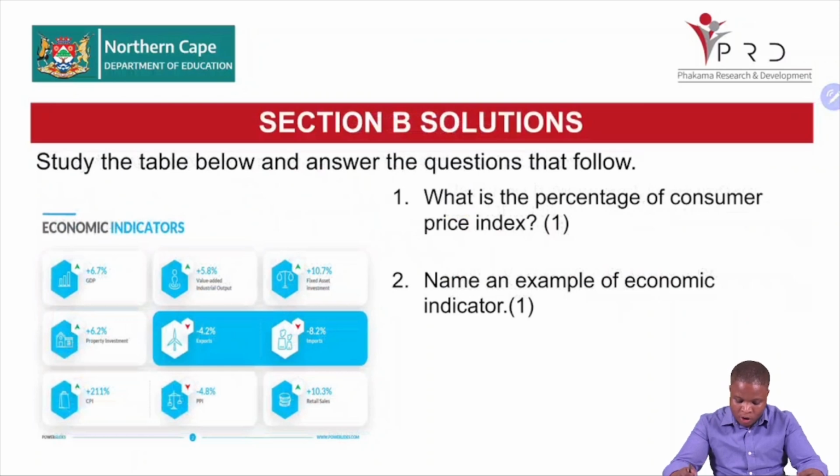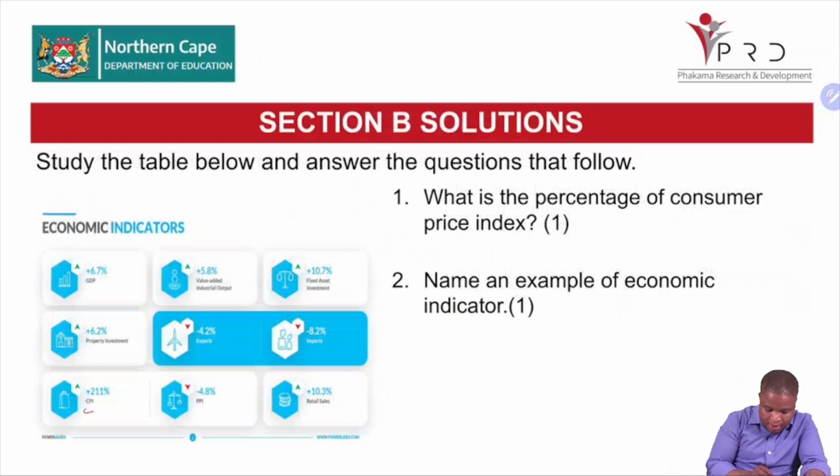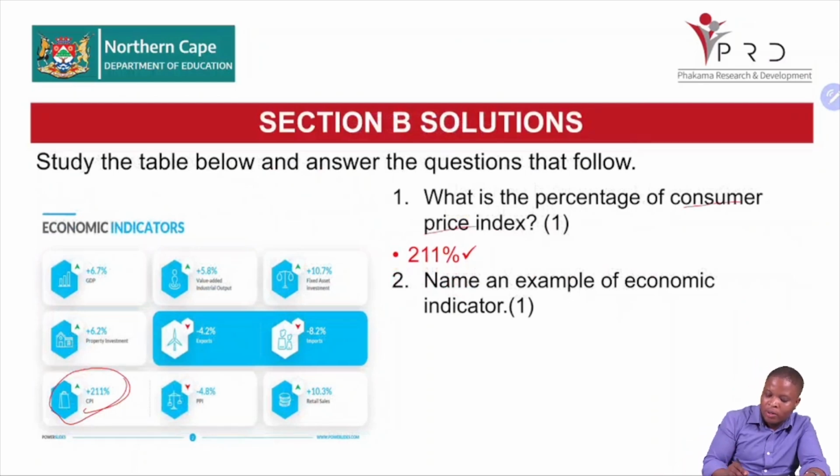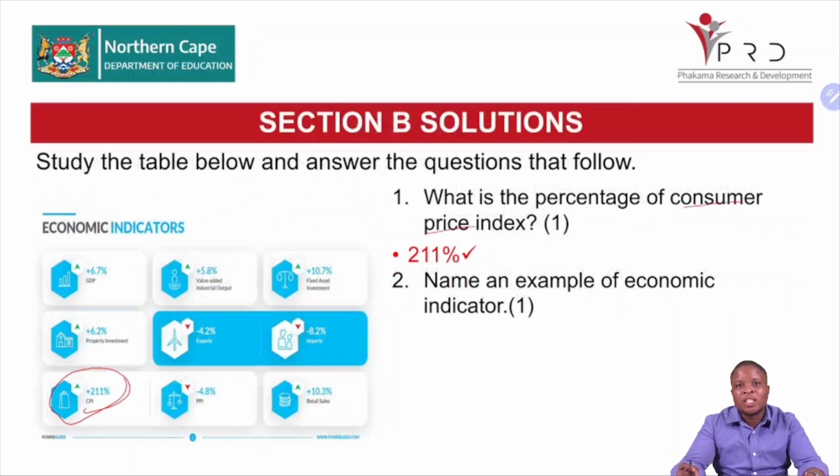What is the percentage of the consumer price index? So this one, you must go to the data that you have there, and CPI is here. So this is our CPI. So our answer is given to us as 211%. Remember, your CPI can start from 100 and go up. Also, the CPI is used to calculate what? Our inflation rate, right? And it also measures what? The standard of living.